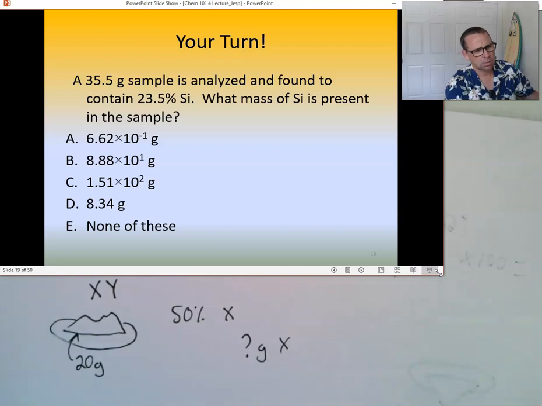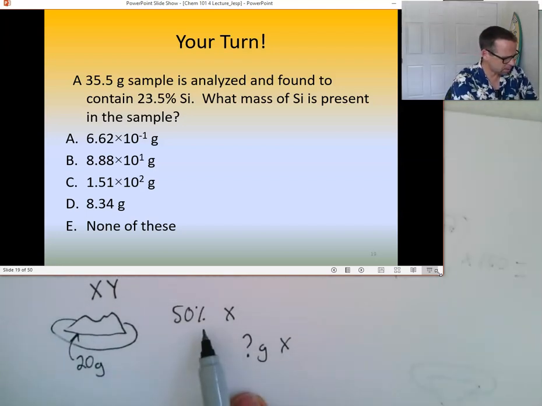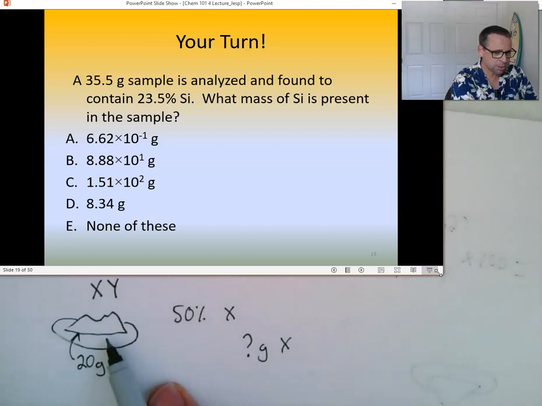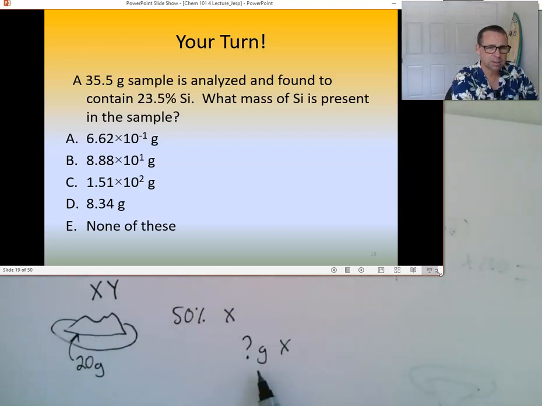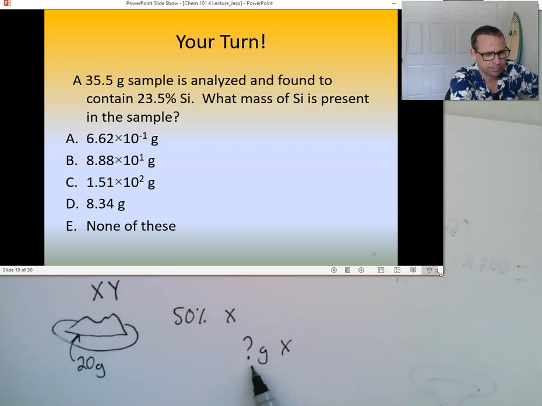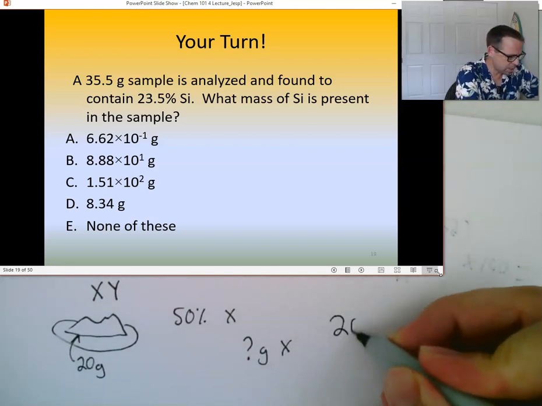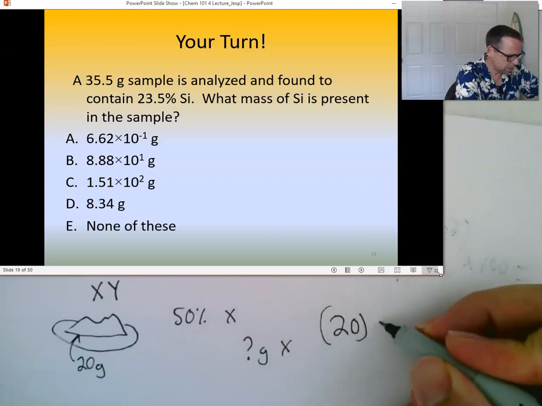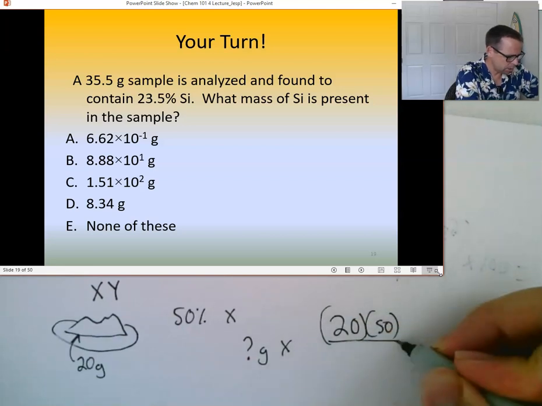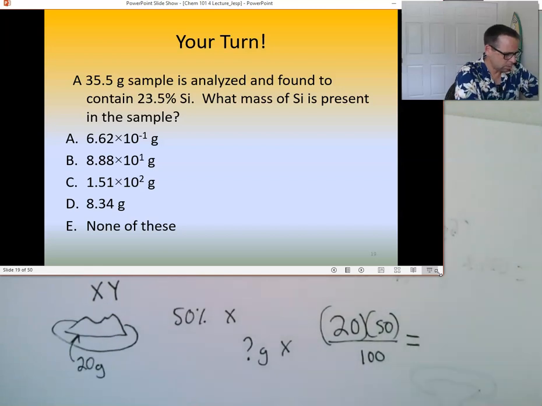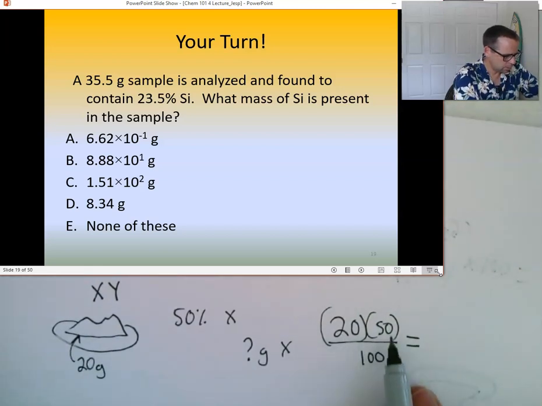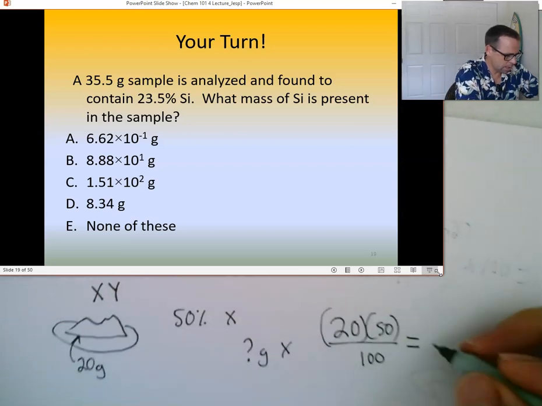All right? 50% is X, and there's 20 grams of material. How many grams are from the X? 10. That's right. So how can I get that with math? Well, I can take my grams of sample, 20, times it by 50, and then divide by 100. Right? That's 20 times 50 is 1,000. Divided by 100, that gives me 10. That would give me how many grams.